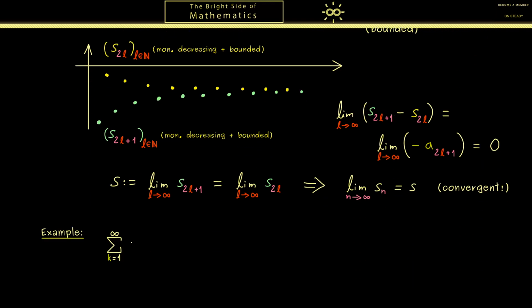Let's simply consider a series that has -1 to the power k over the square root of k. So here we have everything we need for the Leibniz criterion. We have alternating signs and a sequence which is monotonically decreasing and is convergent to 0. Therefore we know this whole series here is convergent. We cannot immediately calculate the limit, but we know the limit is a real number. Okay, so that's how you apply the Leibniz criterion.